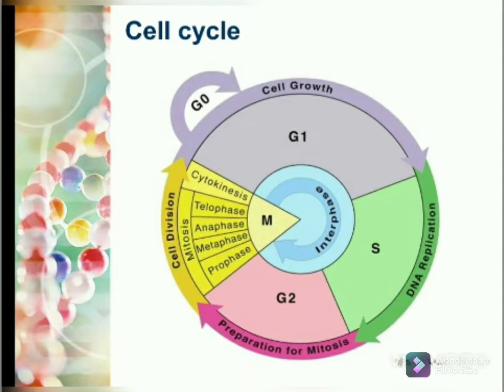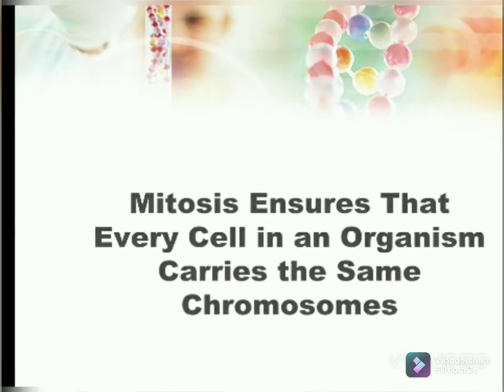In S, it is the period of DNA synthesis where cells replicate their chromosomes. And M stage is the actual period of cell division consisting of prophase, metaphase, anaphase, telophase, and cytokinesis. By the way, G1, S, and G2 are part of the interphase. Mitosis ensures that every cell in an organism carries the same chromosomes.